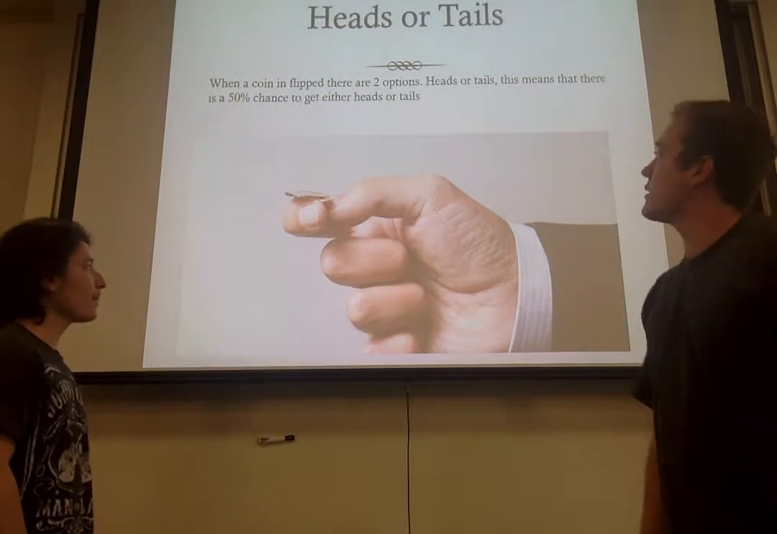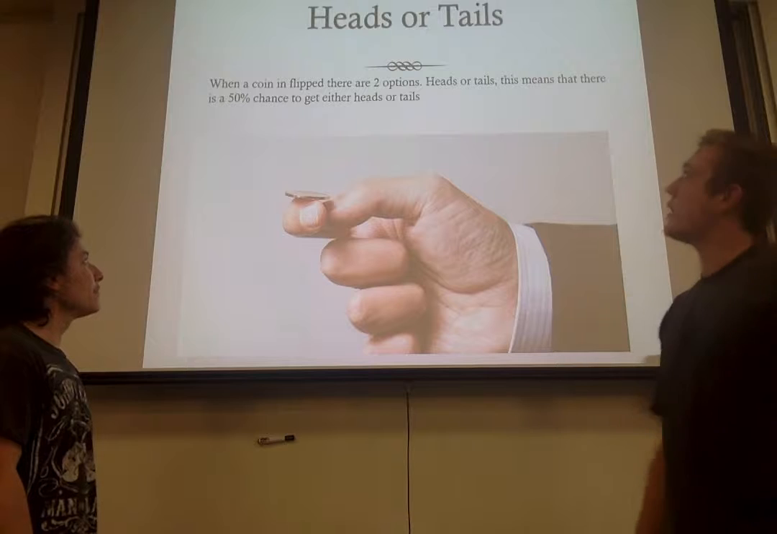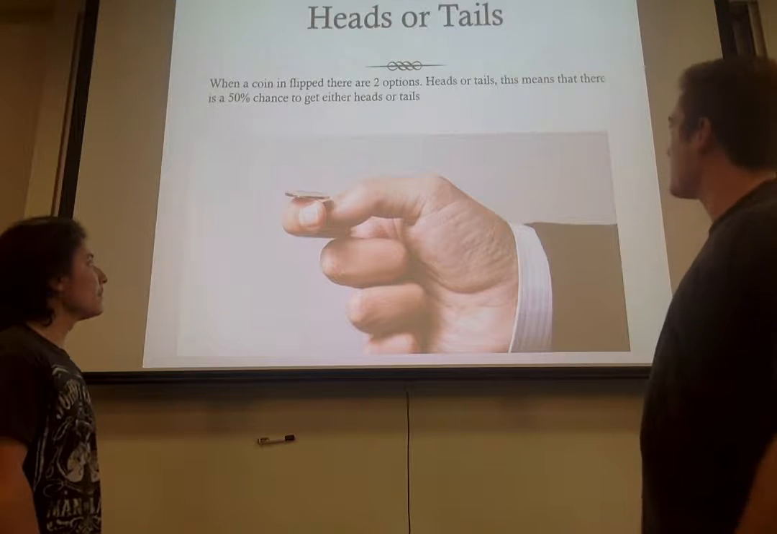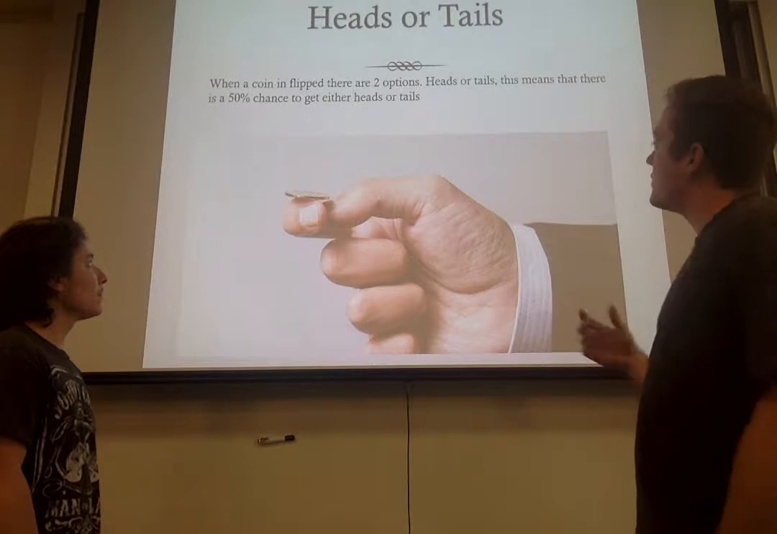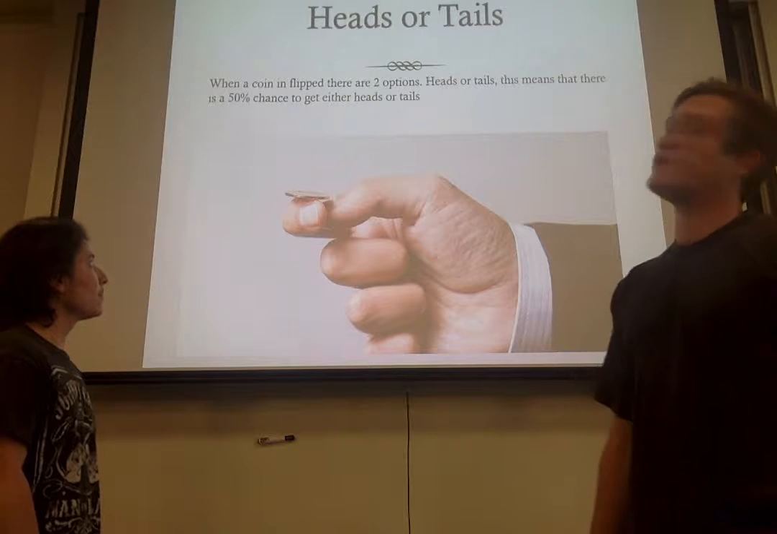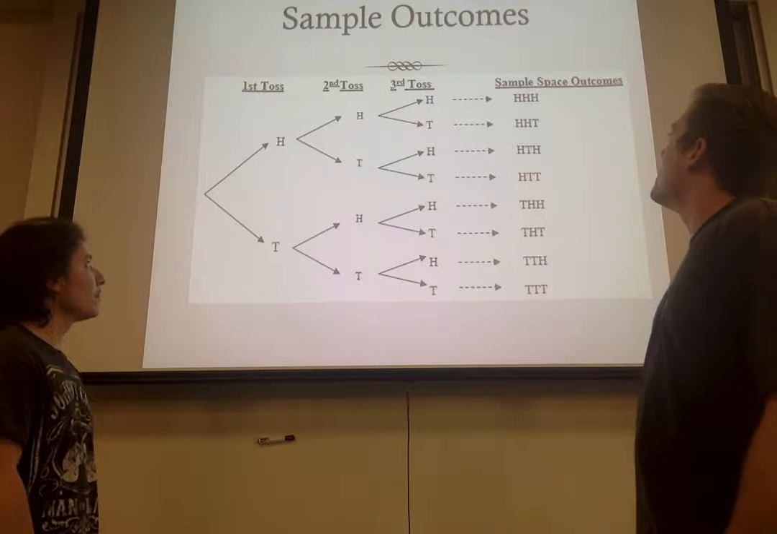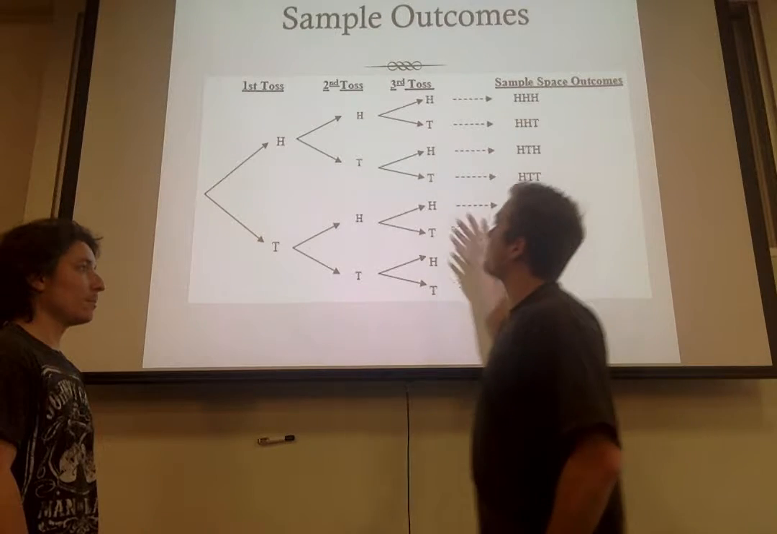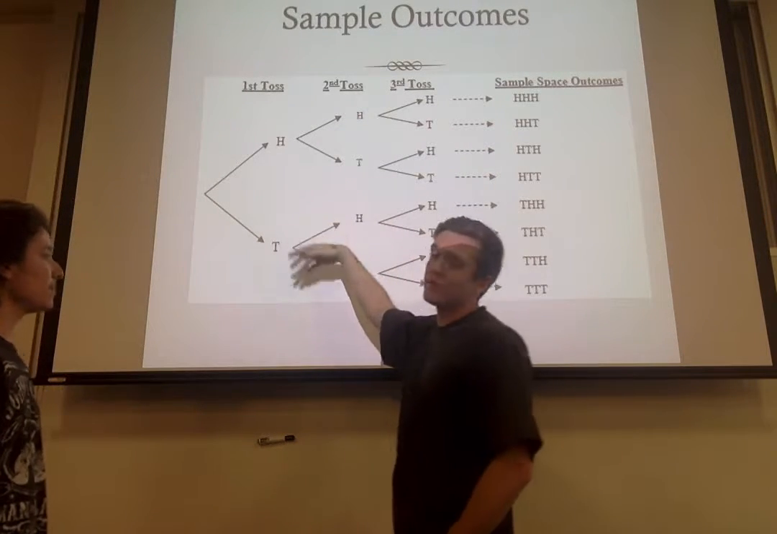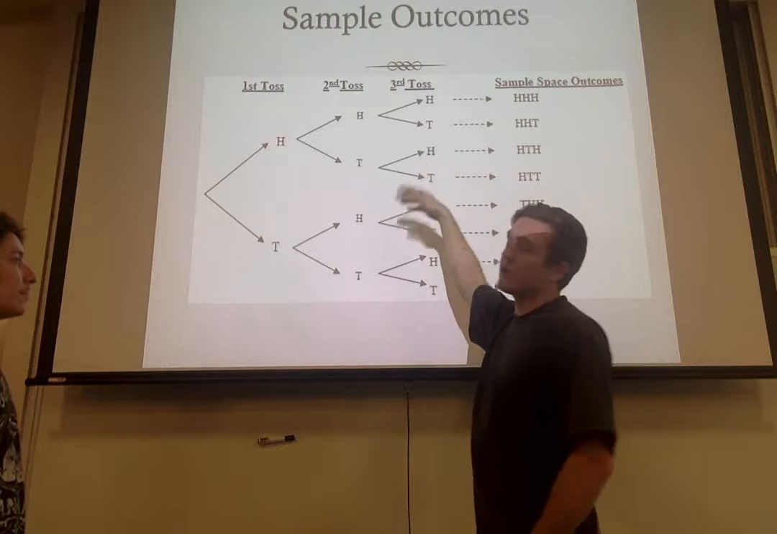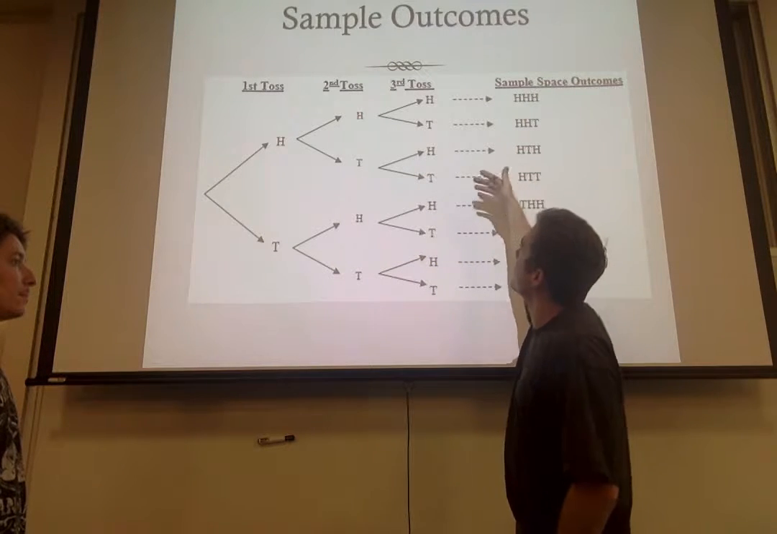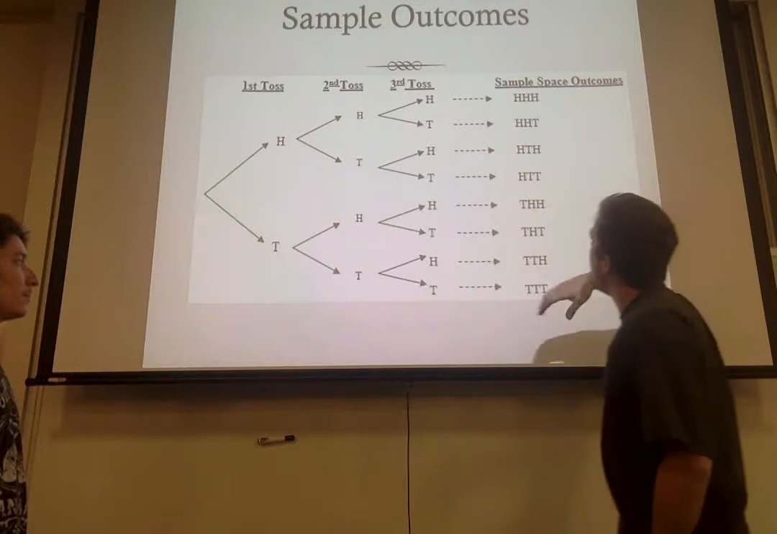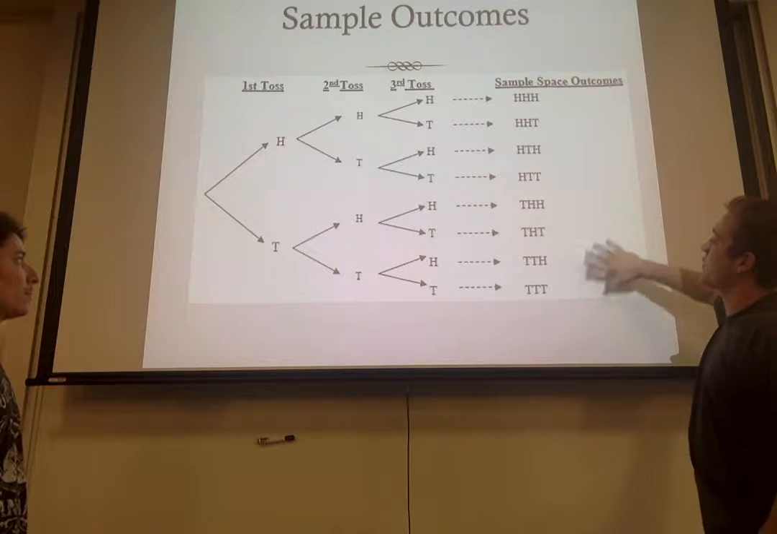So for a coin toss, you'd have two outcomes, which would be heads or tails. Each option, you'd have a 50% chance of getting each. An example of what we're visualizing: for the first toss, we'd have a heads or tails. Second toss, you get another variation of heads or tails, and then a third toss, another variation. So you'd end up with a sample space looking like this.